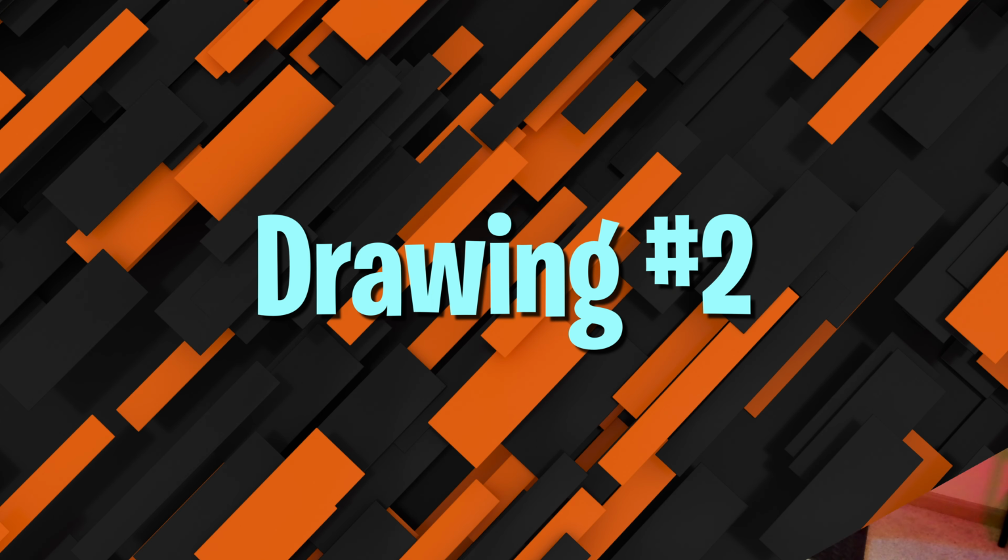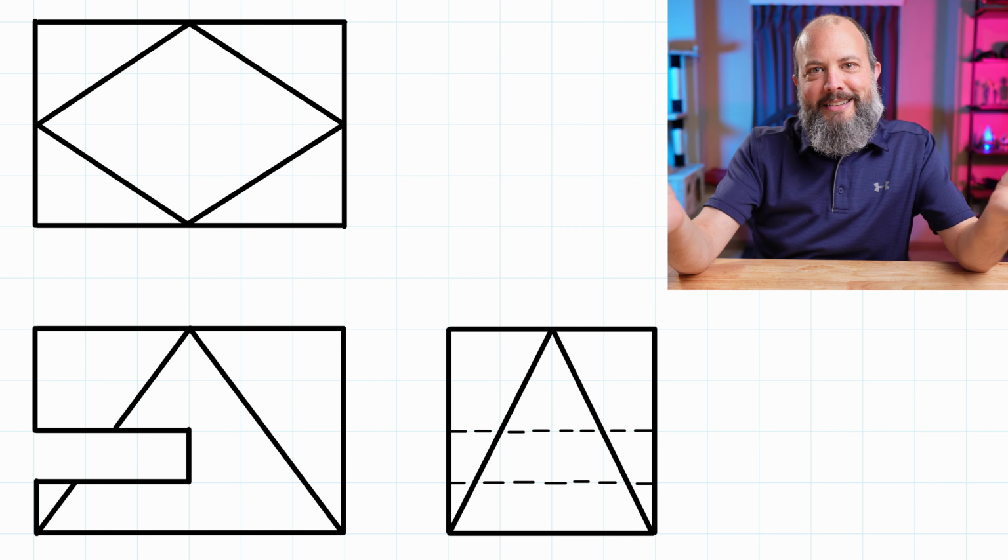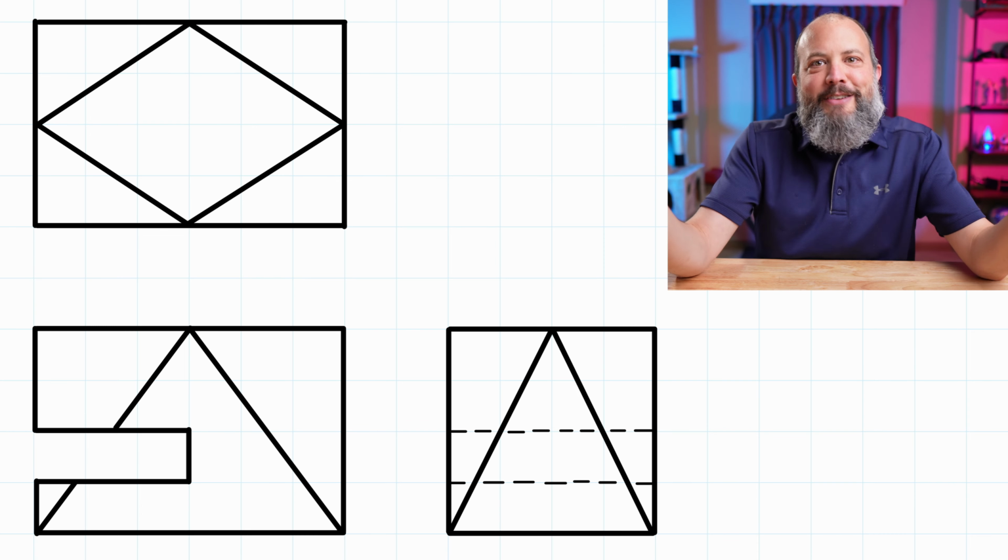That's what it looks like when he helps. And so for drawing number 2, we're definitely going to need his help. Look at this beast. There's so many triangles. It's hard to even tell what's going on.